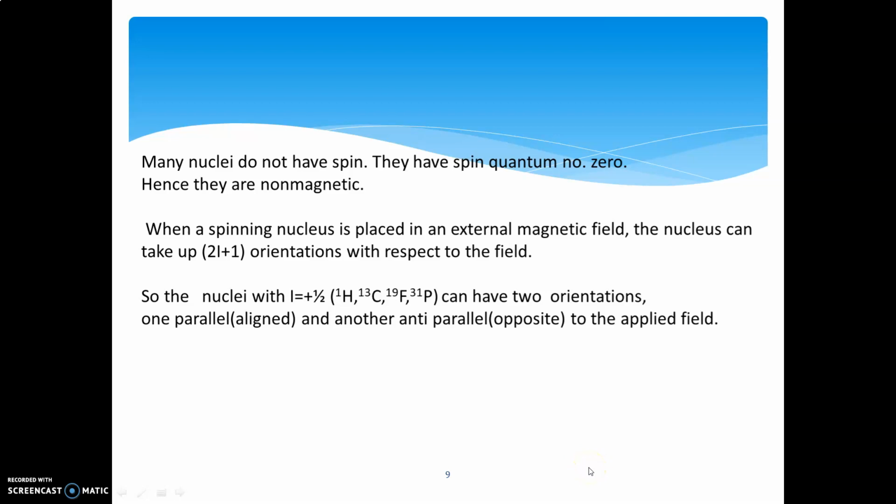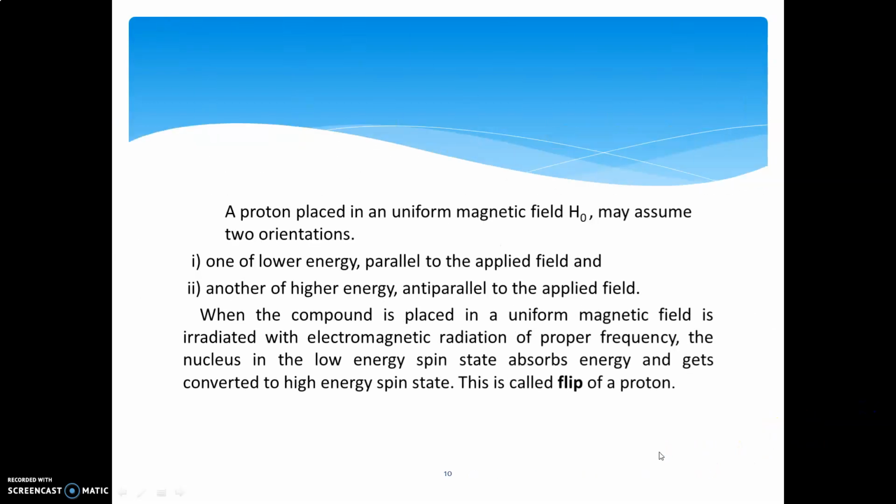Hence, they are non-magnetic. When a spinning nucleus is placed in an external magnetic field, the nucleus can take up 2I+1 orientations with respect to the field. So the nuclei with I equal to 1/2 can have two orientations, one parallel and another antiparallel to the applied field. A proton placed in a uniform magnetic field H0 may assume two orientations, one of lower energy parallel to the applied field and the other of higher energy antiparallel to the applied field.